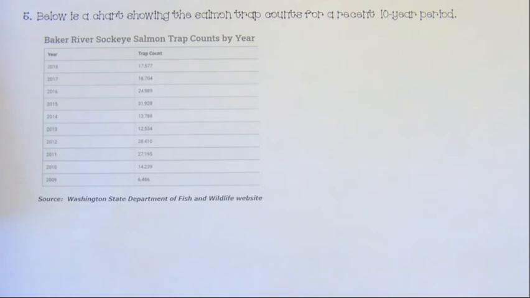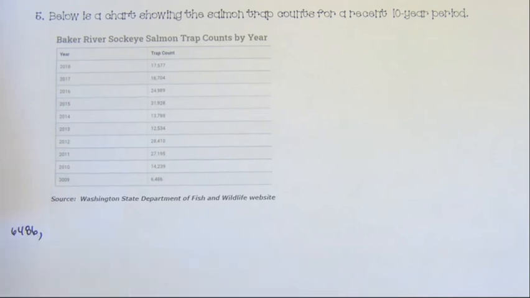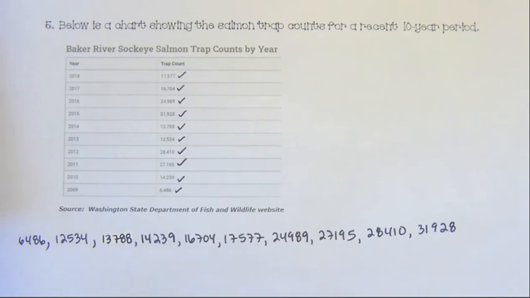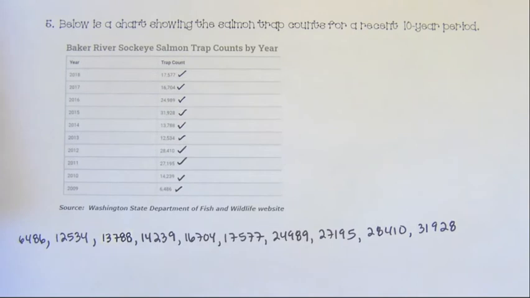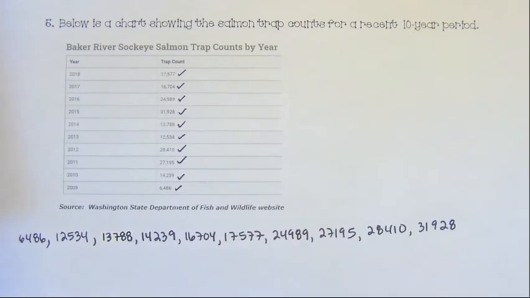So I'm going to find the smallest number, which is 6,486, and I'm just going to keep going from there. All right, I hit pause and wrote those because it took me a while to do that. All right, so there's our 1, 2, 3, 4, 5, 6, 7, 8, 9, 10 numbers. So I know that I wrote those out right. Had to double check myself a couple times.